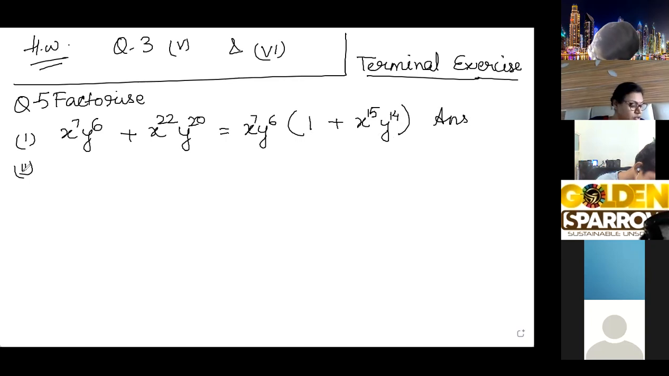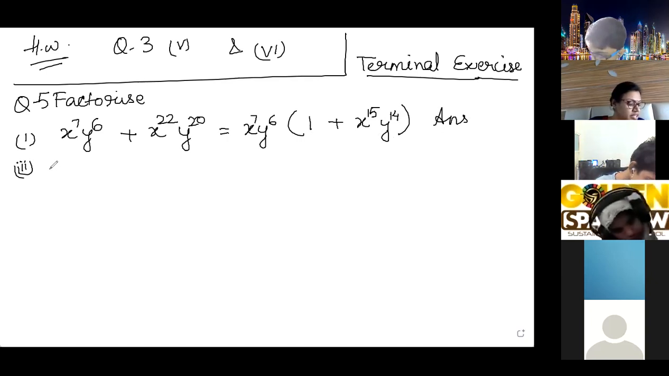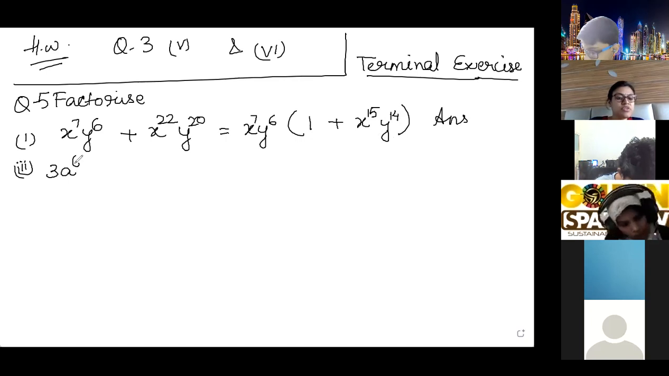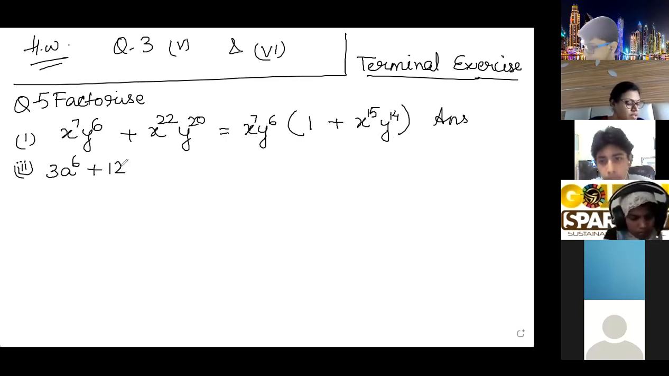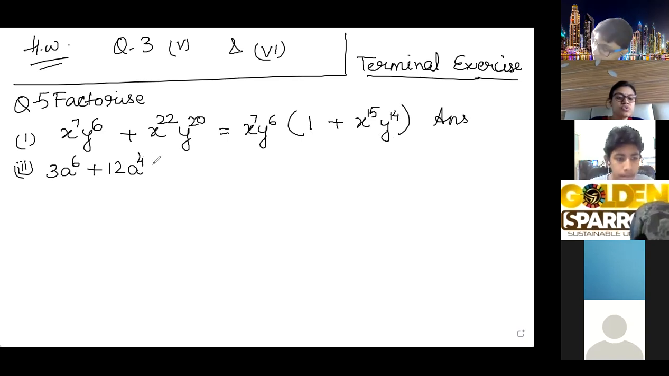Now the second one I'm not doing. I'm doing question number 3. Same question, 3rd part. Tick mark the question that we are doing in the class, so that next time when you do the rest of the questions. 12a raised to 4 b square plus 12a square.